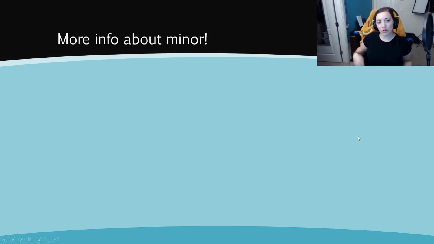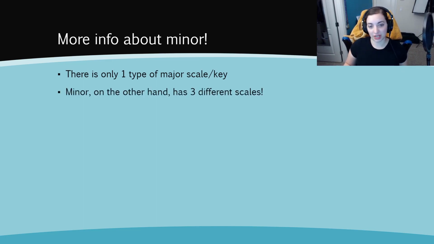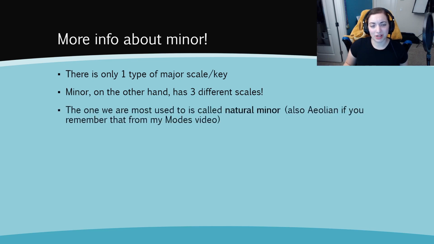Okay, so there's a little bit more information about minor, okay? I know, can't make it this easy, right? So I have to make it a little bit more difficult. So in major, we only have 1 type of major scale or key, right? It's just major. That's pretty much it, right? You just got your major key, okay? Minor, on the other hand, has 3 different scales, okay? So you're thinking like, what the heck? What are you talking about? 3 different scales for minor. Well, there's 3 different types of minor.